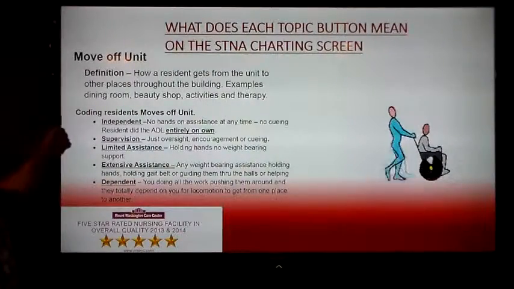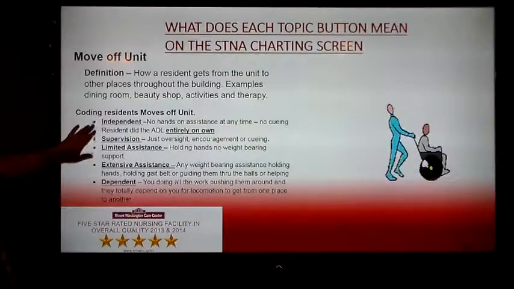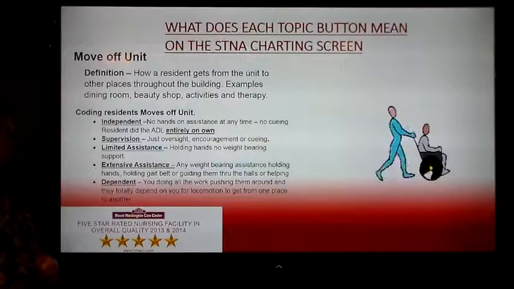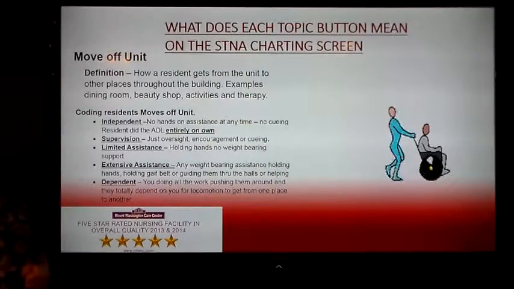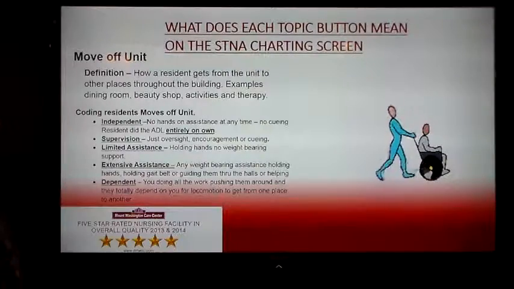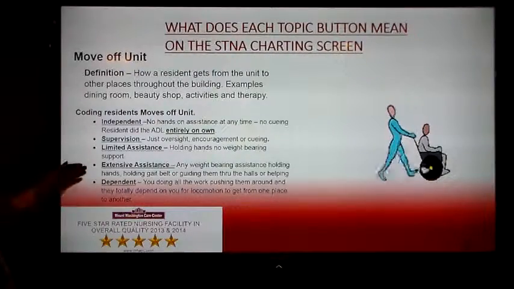Coding for moving on and off the unit include independent, meaning no hands-on assistance at any time, no cueing, the resident does the ADL entirely on their own. Supervision, just oversight, encouragement, or cueing. Limited assistance, holding hands, no weight-bearing support.